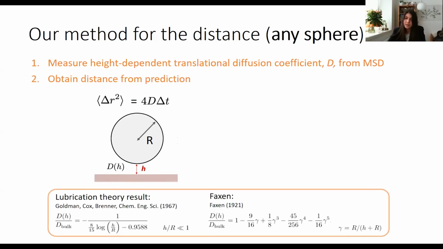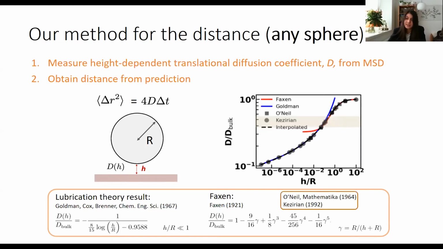Why do we do that? Because as the next step, what we are going to do is relate the reduction, or the ratio, of the diffusion coefficients to a height from the wall. And luckily, there are already predictions existing in the literature.